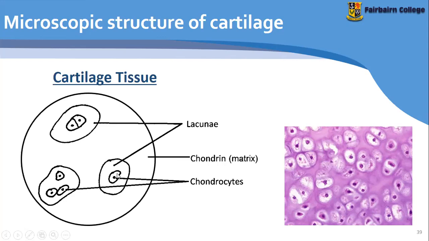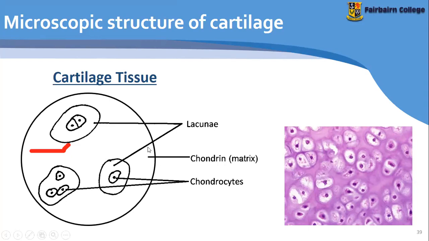Here you can see an example of 1 chondrocyte, 3 chondrocytes and 2 chondrocytes. Thank you, Xander. How many chondrocytes are in each lacuna varies, but the point is it houses a number of chondrocytes. And remember, the chondrocytes are the cells of the cartilage.